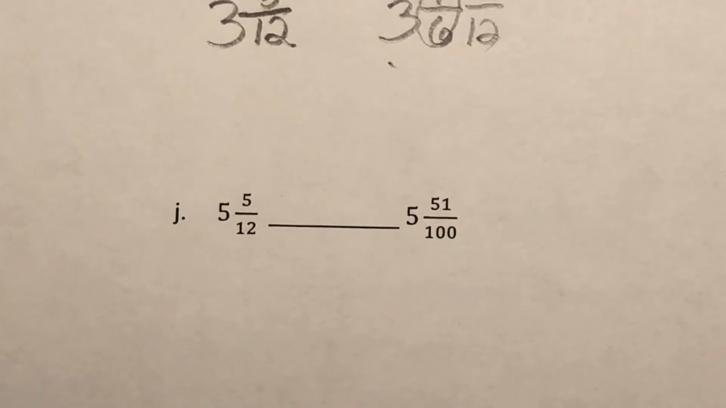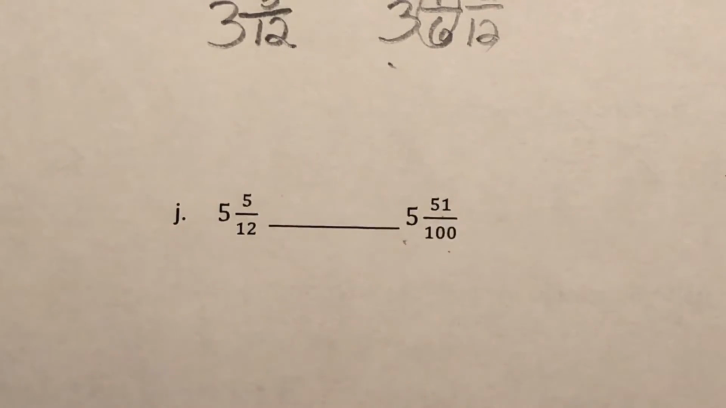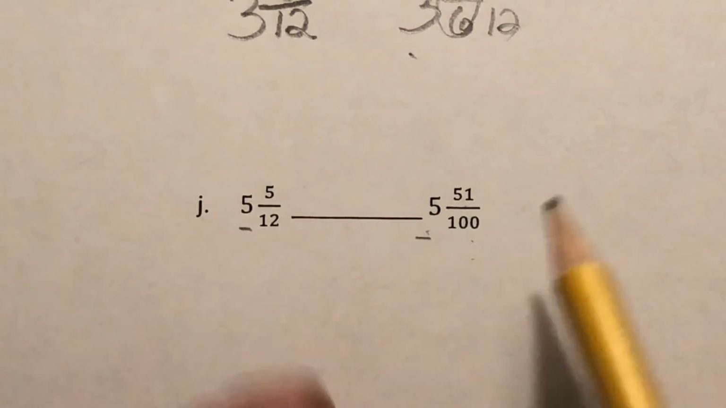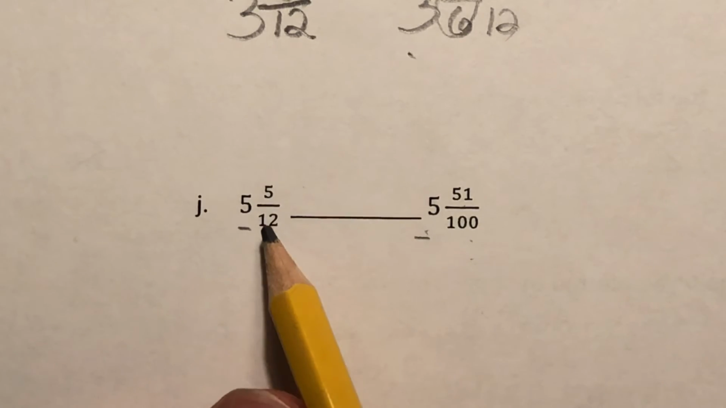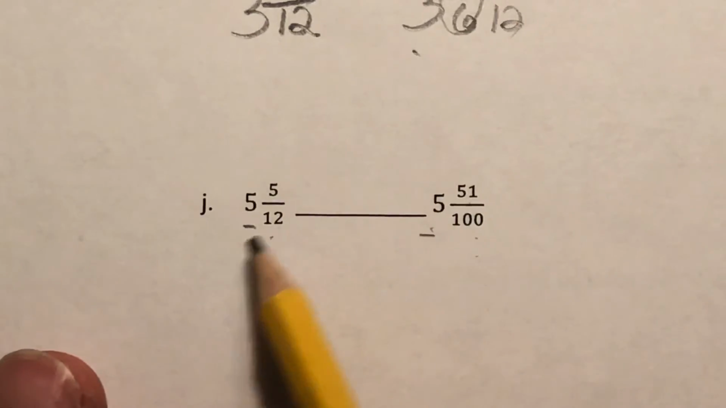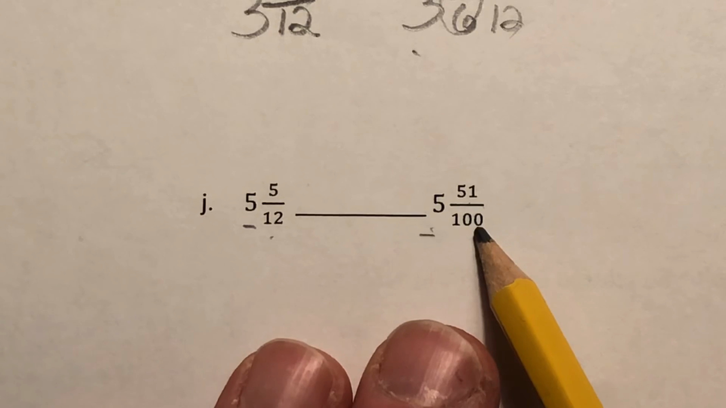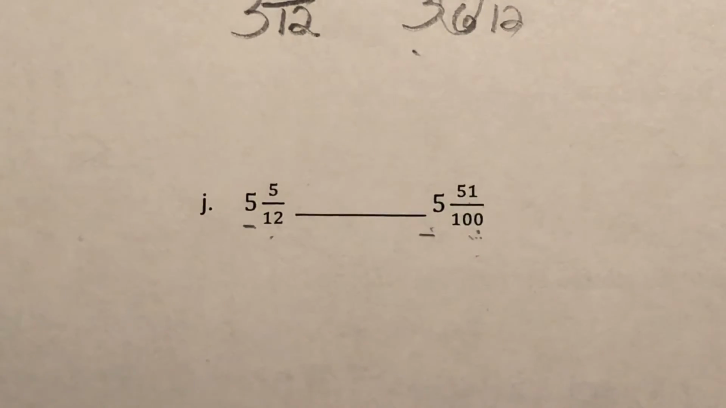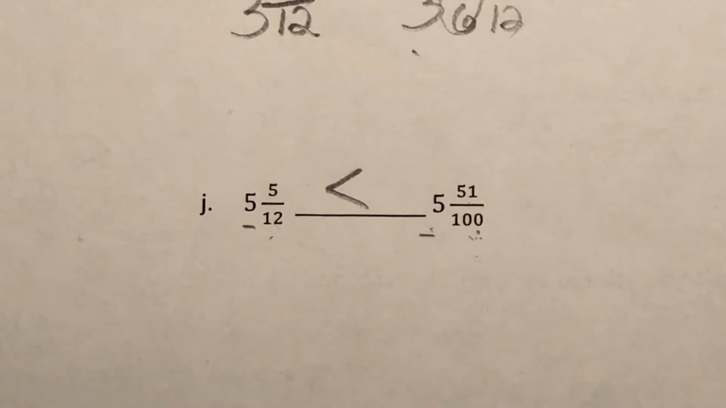And then finally, 5 5/12 and 5 51/100. Okay, so the 5s are the same. So now I have to take a look at my fractions. And let's compare this to halfway. What's half of 12? 6. So 5 is just a little bit less than that. So this is just a little bit less than half. So I look at 51/100. What's half of 100? 50. So this one is just a wee bit more than a half. So 5 5/12 is less than 5 51/100.